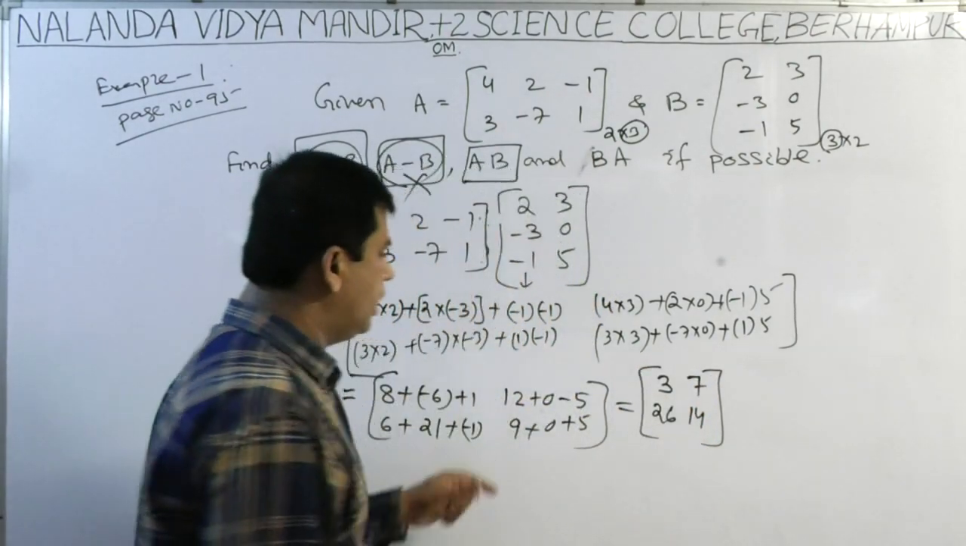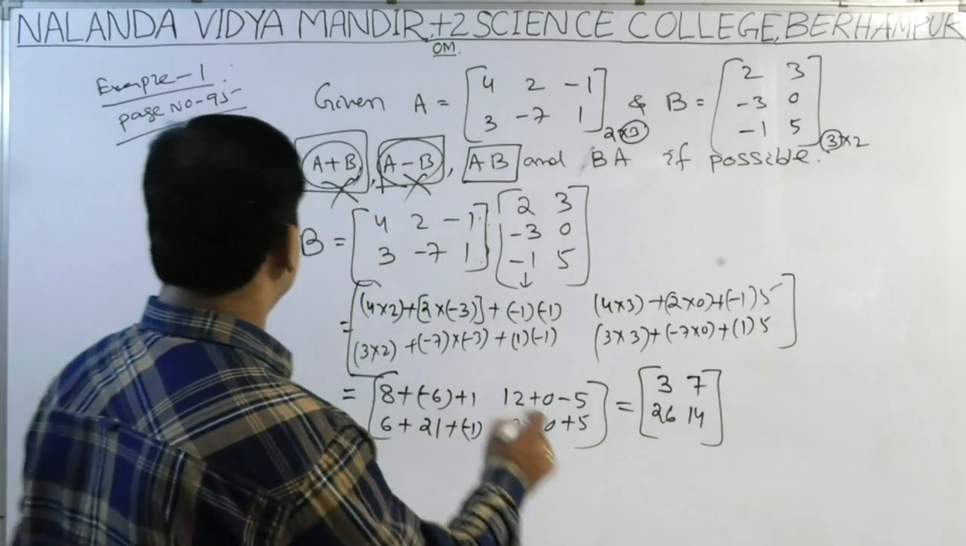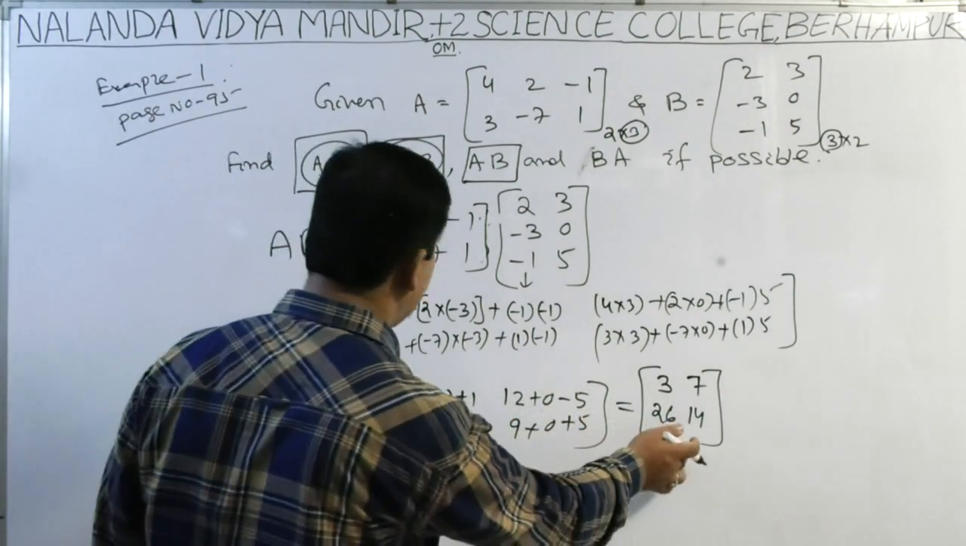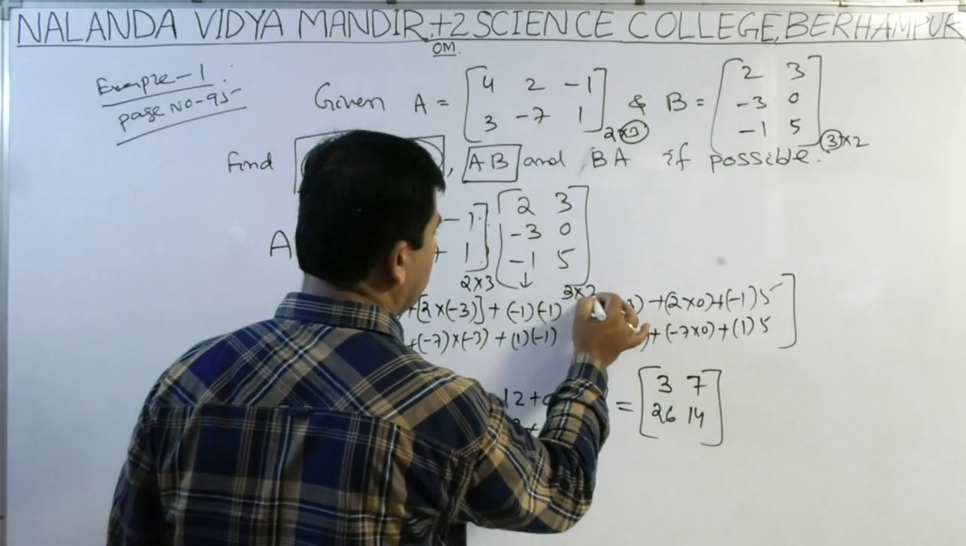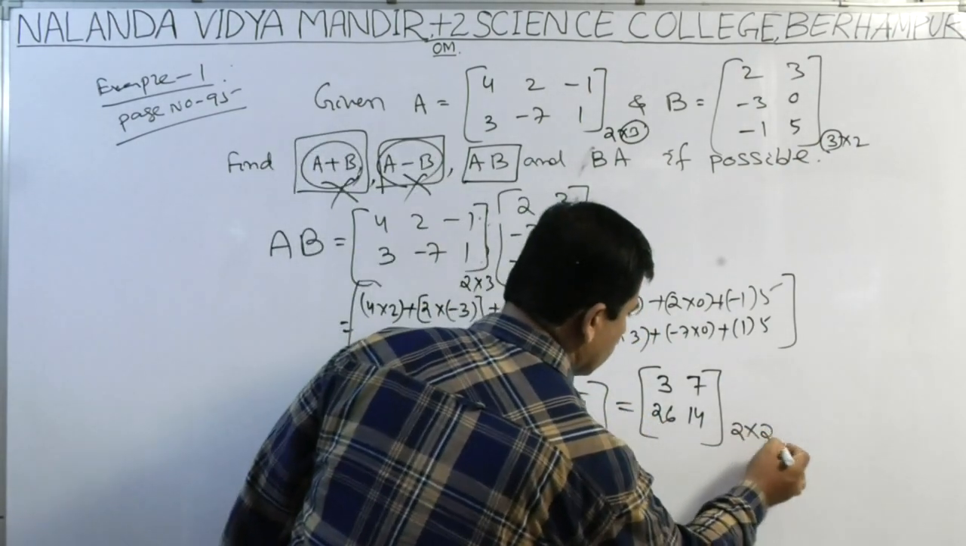Therefore, we get AB as a matrix of order 2 cross 2. After multiplying A with B, the matrix contains the rows of A and the columns of matrix B. Therefore, this is of order 2 cross 2.